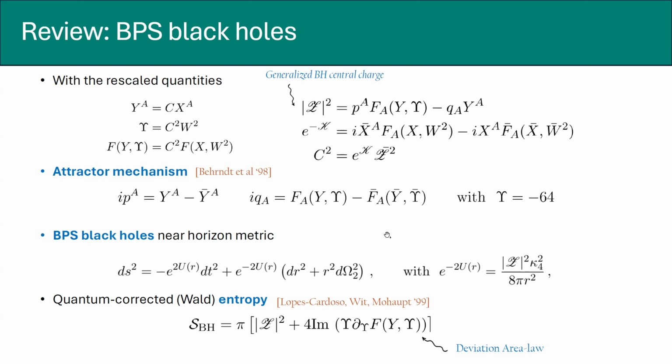And the BPS black hole solutions are still available, and their near-horizon geometry is completely fixed by the generalized central charge. That's one of the reasons why it is called the generalized black hole central charge. On top of this, we still have a really nice and simple entropy formula for these BPS black holes, where the generalized central charge still plays the role of the area term, and then we have an extra term, which essentially plays the role of a deviation from the area law.